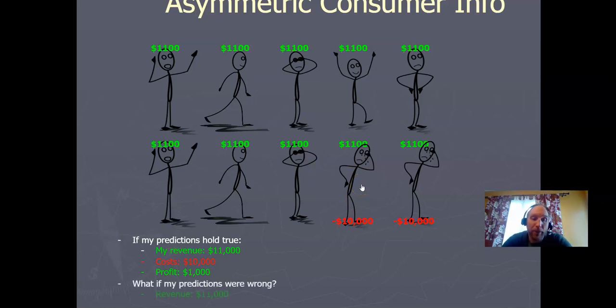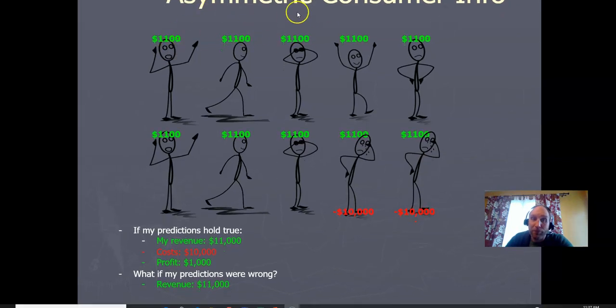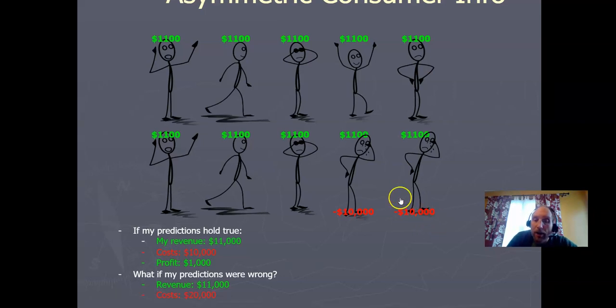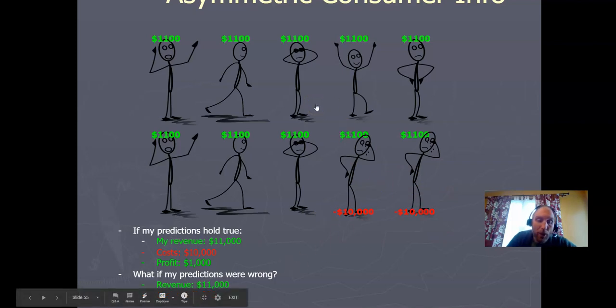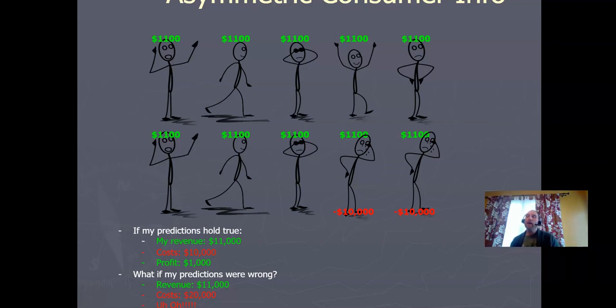Now all of a sudden, my revenue is still $11,000, because revenue is all 10 of you paying me $1,100, so 10 times 1,100 is $11,000. Now though, I am paying for two accidents, and each one is $10,000 apiece. Now I am paying $20,000. Uh-oh, I just went bankrupt. All right. So again, that's how markets can fail if producers don't have accurate information.